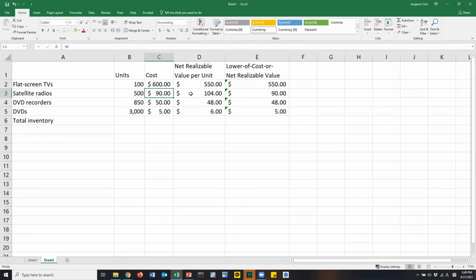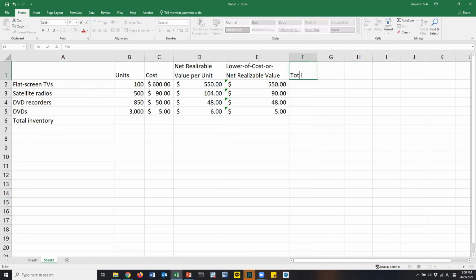Between the two, if market value is higher than the costing, then should you use market value? No. Accounting standards take the conservative approach, meaning you should use the lower one in any case. Even though the market value is higher, you should use the lower one. Okay. Then the lower of the two is this. For a flat screen TV, satellite radio, DVD recorder, and DVDs, right? You should choose the lower one.